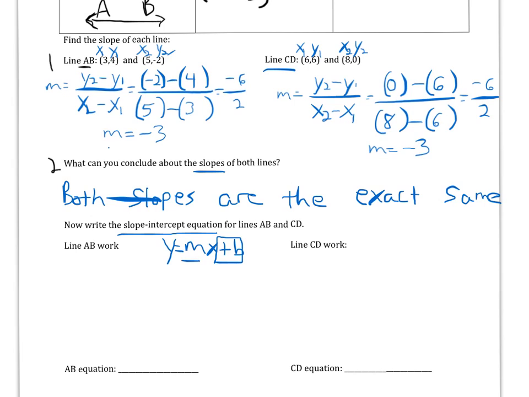Okay, so how do we solve for b? I'm going to let you do that. You should hit pause right now, go back, solve for b, and write the slope-intercept equation for both of these lines. Then you can check your work with mine. So go ahead and hit pause now and do that.